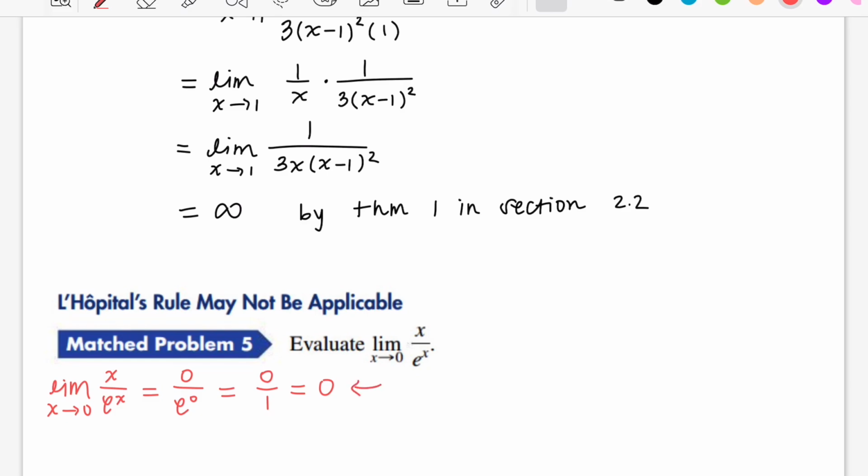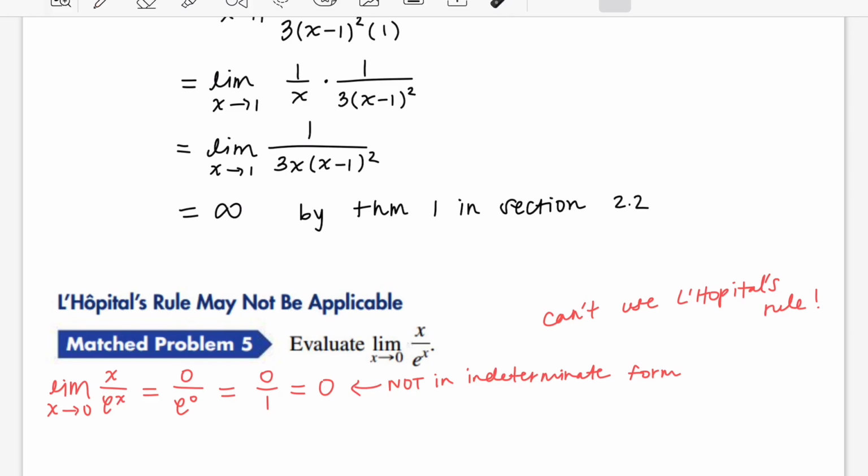And so this is not an indeterminate form. So in this case, we can't use L'Hopital's. Right, so we have to be careful in these instances. In this case, our answer is just 0.